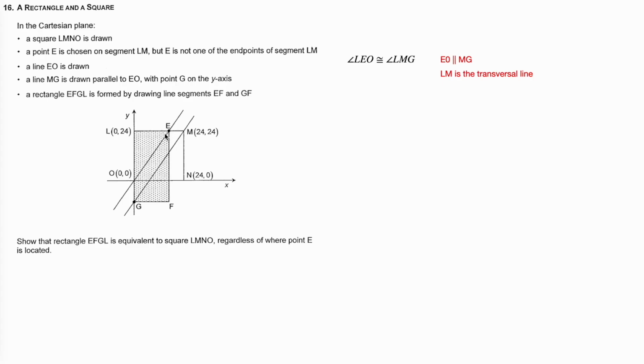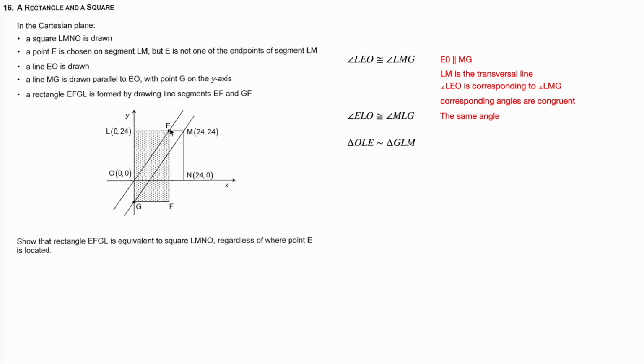And that makes this angle, the LEO, corresponding to angle LMG. With parallel lines, corresponding angles are congruent. We've shown that these two angles are congruent. Also, angle ELO is congruent to angle MLG, because it's the same angle, they are congruent.